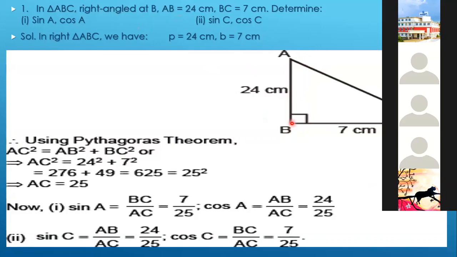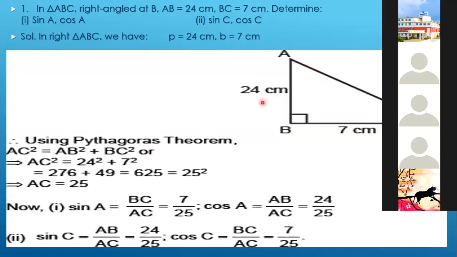Angle B is a right angle. Angle A and angle C are acute angles. Here they are asking us to find out sin A, cos A and sin C, cos C. So based on both the acute angles, they asked two questions. Am I clear, children? First, find out the AC value by using Pythagoras theorem.